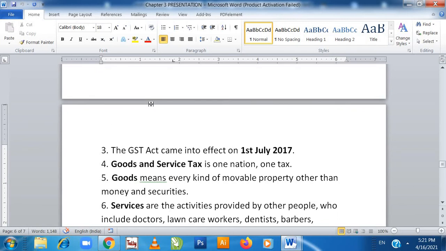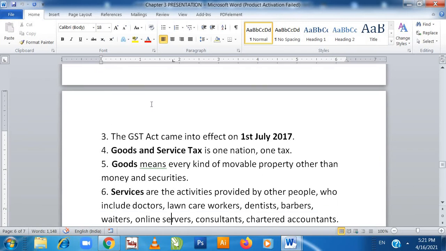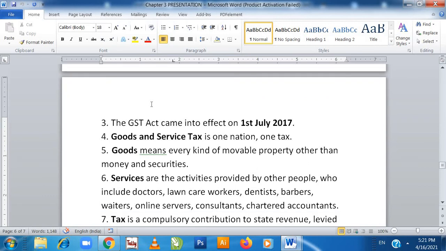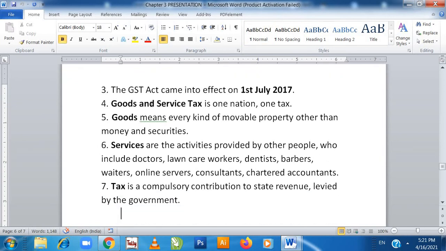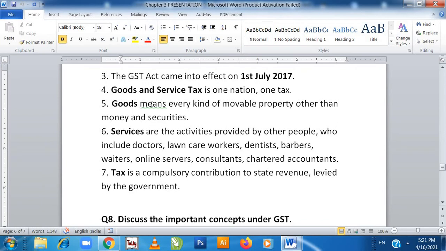Services are the activities provided by other people, who include doctors, lawn care workers, dentists, barbers, waiters, online servers, consultants, chartered accountants, and so on. Now tax is a compulsory contribution to state revenue levied by the government.